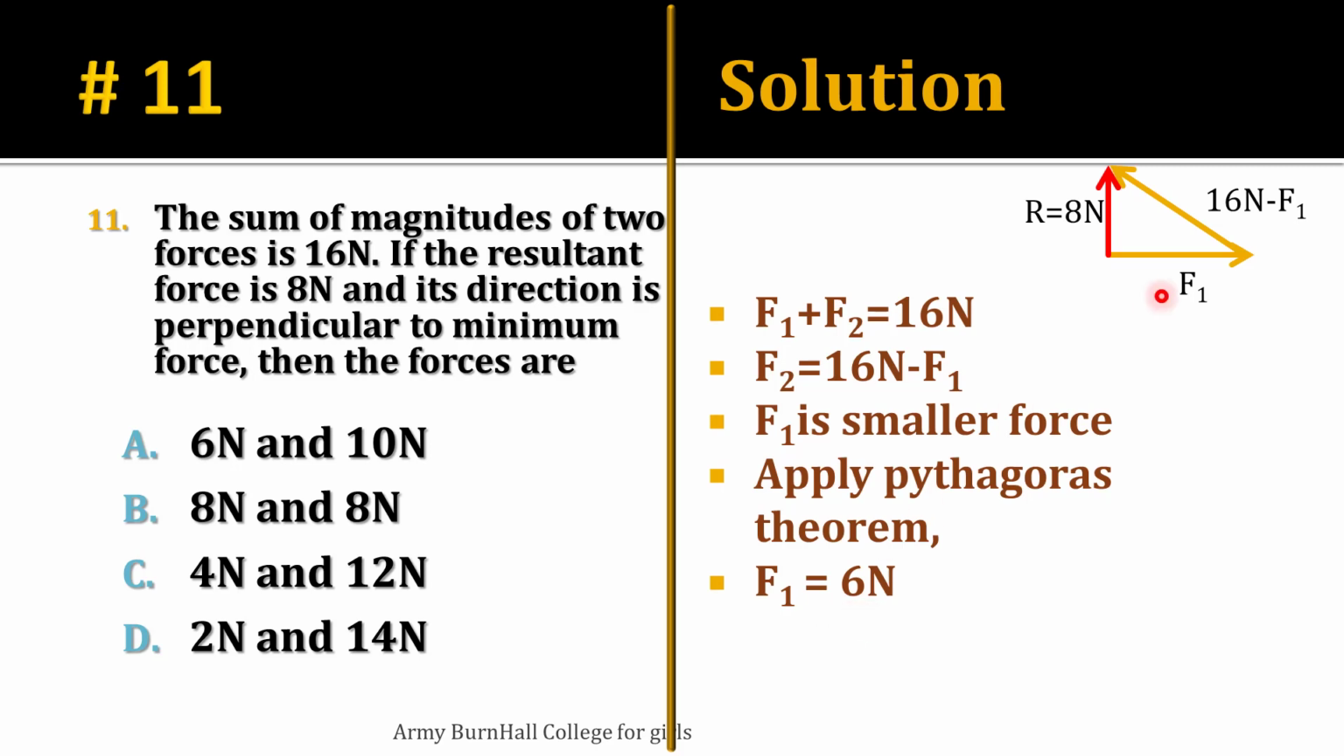F2 can be calculated easily. 16 minus 6, that will be 10 Newton. You have to apply the Pythagoras theorem over here: this square is equal to F1 square plus R square. So find out F1 and then you can calculate F2. So option A, 6 Newton and 10 Newton, is the correct option. You have to do the calculation yourself, and you will get this result by applying the Pythagoras theorem.